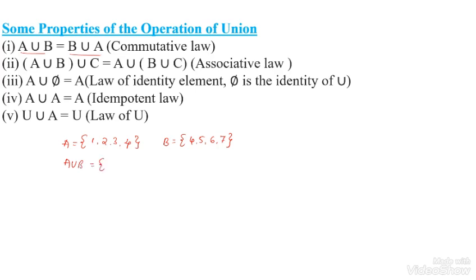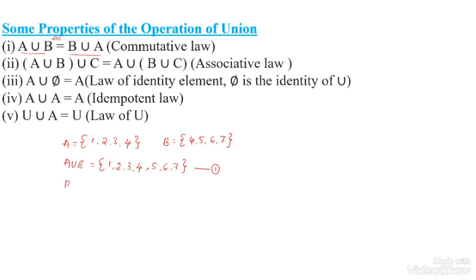First, I have to write the elements in set A: 1, 2, 3, 4. Here 4 is the common element, so I have written it once. And the elements in B: 5, 6 and 7. This is A union B. Now the LHS part is over. I will take it as equation number 1. That is, A union B is equal to {1, 2, 3, 4, 5, 6, 7}.